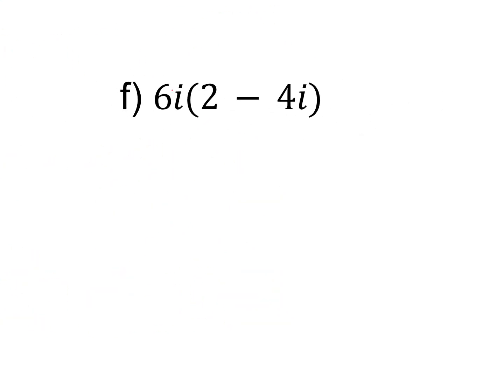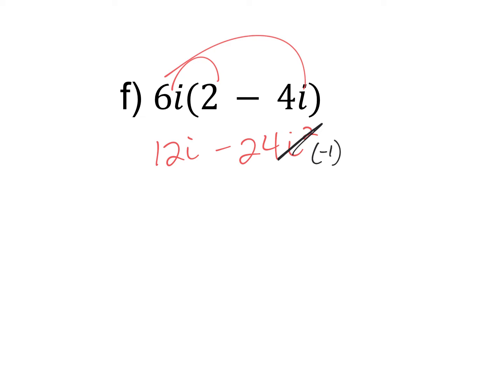Next one, distribute the 6i. That would be 12i minus 24i squared. That would be negative 24 times negative 1. So I have 12i plus 24. Flip it around so it's in the right order. 24 plus 12i. Boom.